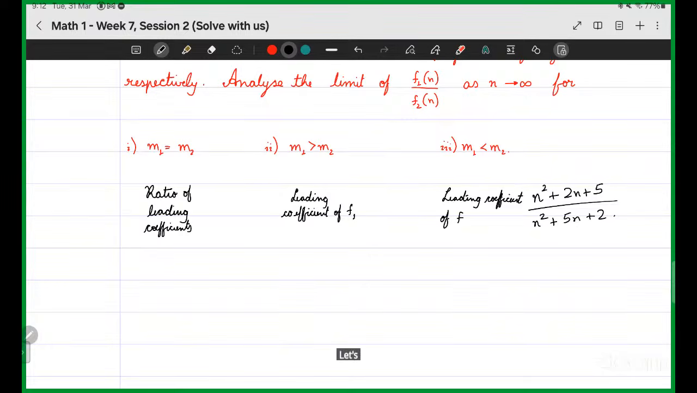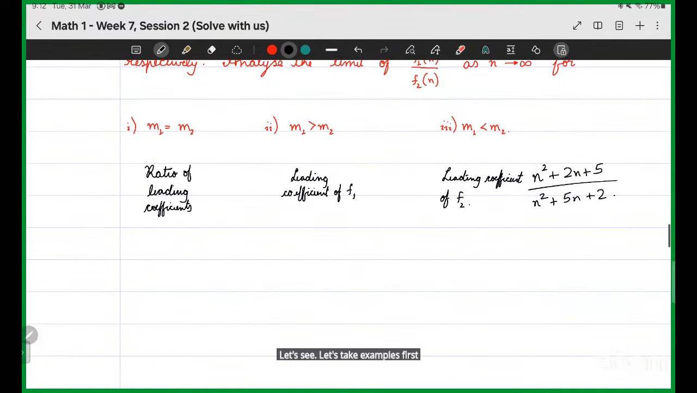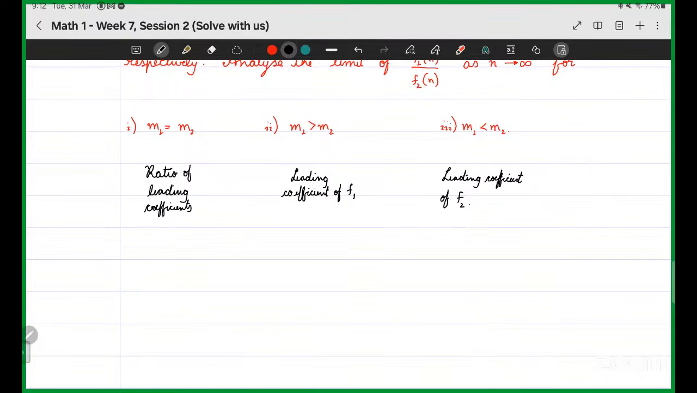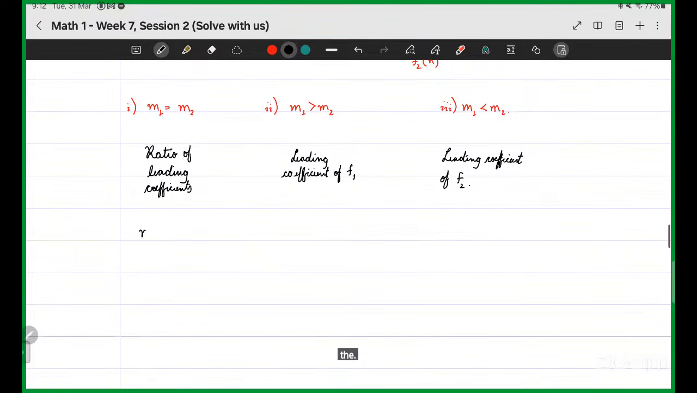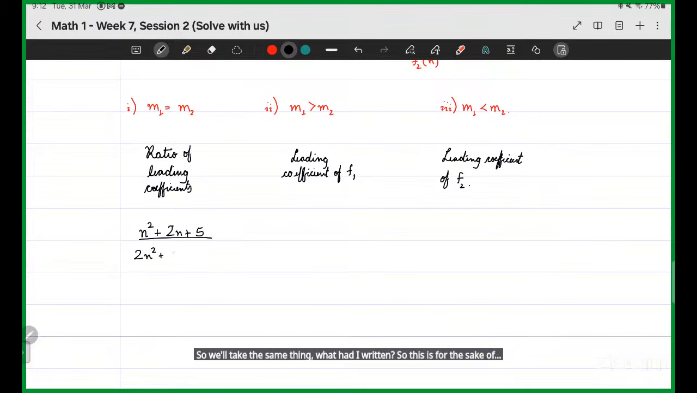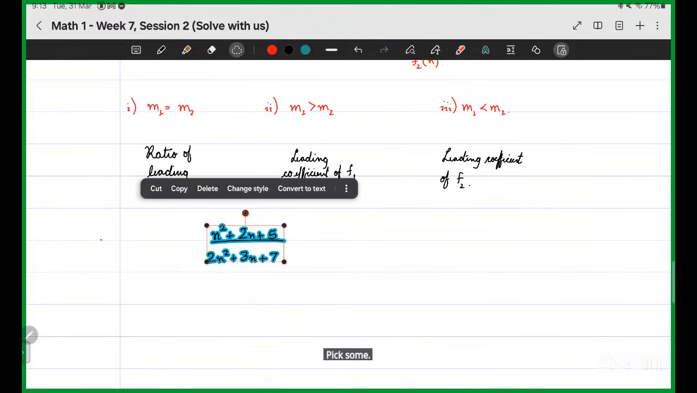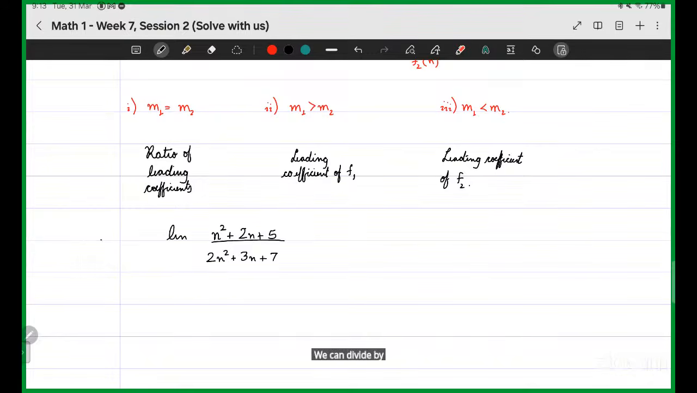Let's take examples first, and let's see how to generalize that to a general polynomial with the given conditions. So we'll take the same thing. Just for the sake of clarity, I'll take something like this. So how does one go about calculating the limit as n tends to infinity of this? We can divide by n square.